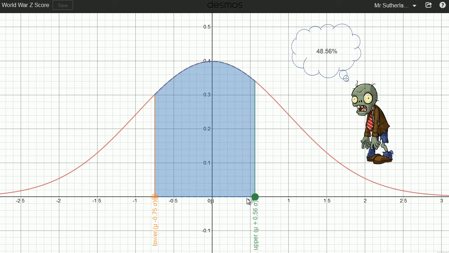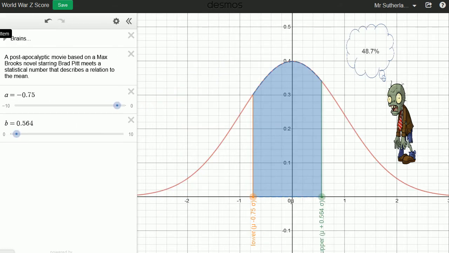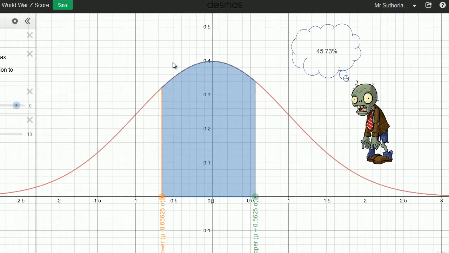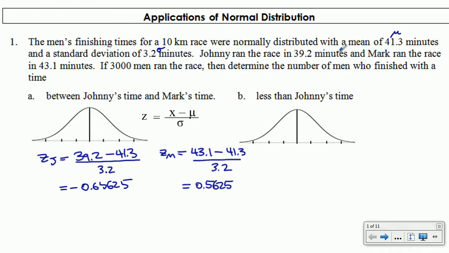We can try sliding these around by hand, but it's probably quicker just to open up this side tab and enter our lower boundary here and our upper boundary here. So we can see the race times we're interested in under the curve, and 45.73% of race times fall between Johnny and Mark. So now we need to multiply that percentage as a decimal, which is 0.4572, by the total number of men in the race, which is 3,000. And that gives us a result of 1,372.